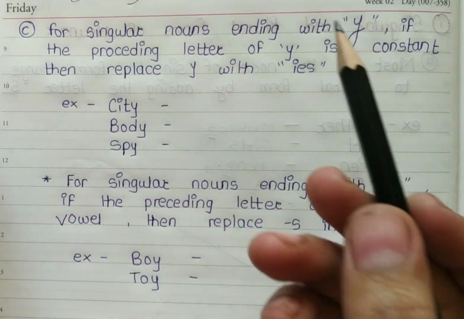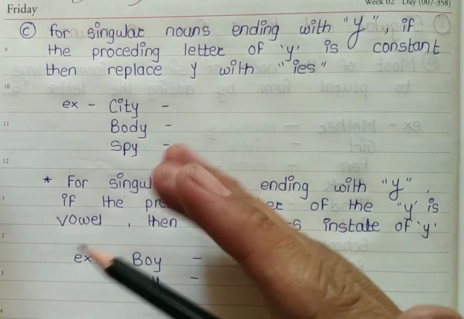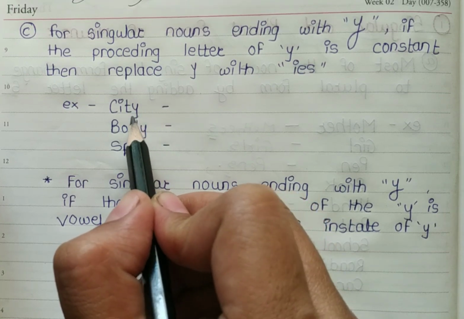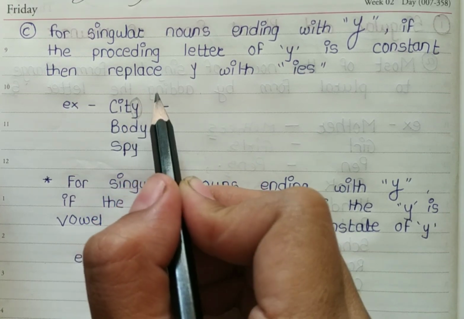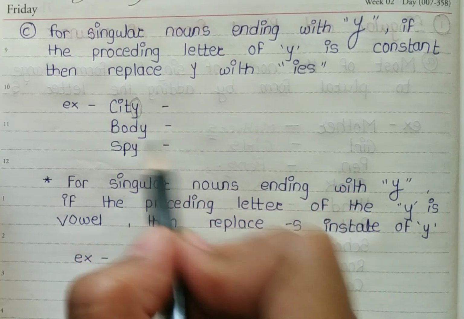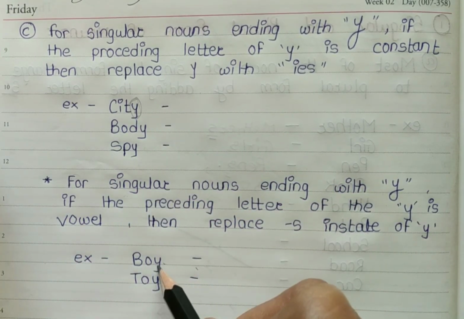Yesterday we learned how to use the s and es. Today we will learn what to do in plural form by replacing the y. When to replace the y with es, and when to just add the s after y.